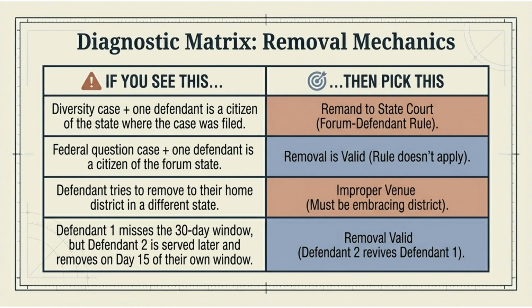If a diversity case includes a forum state defendant, the likely result is remand under the Forum-Defendant Rule. If a federal question case includes a forum state defendant, removal can still be valid because the rule does not apply. If the defendant removes to a home district in another state, the problem is improper removal venue. If Defendant 1 misses the 30-day window, but Defendant 2 is later served and timely removes, removal may still be valid because the later served defendant can revive consent.